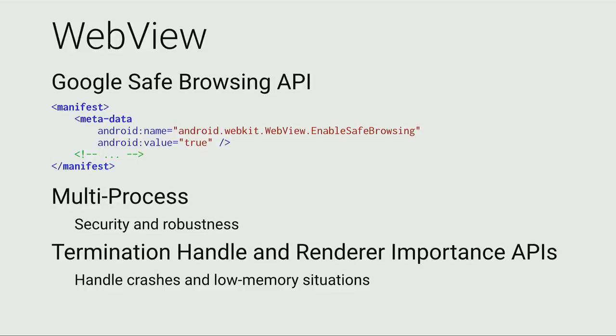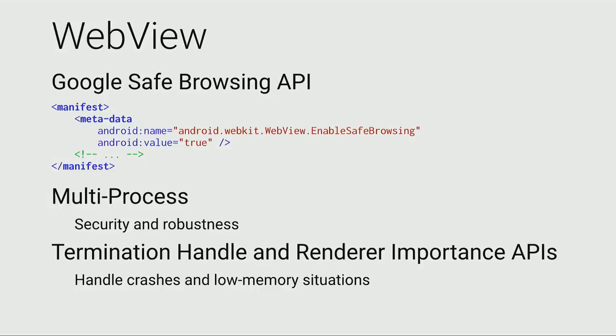WebView comes with really useful new APIs. We've added the ability to use Safe Browsing that you know and love from Chrome, that detects malware and unsecure web pages. If you add this metadata tag in your manifest, it's going to use the same backend and the same API that Chrome itself uses to secure the browsing experience for your users.